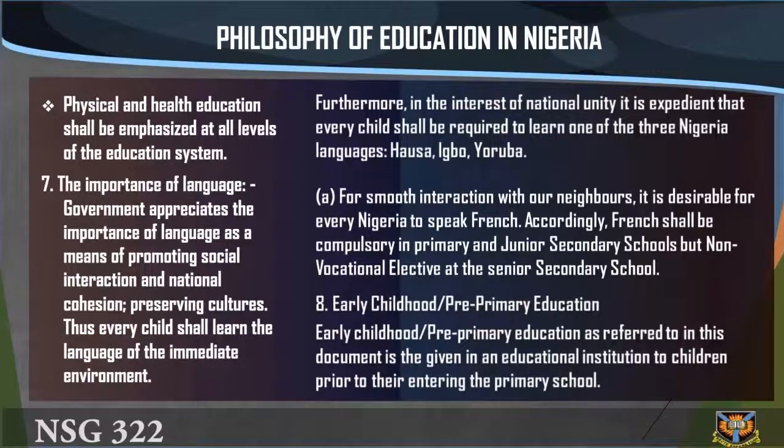The importance of language. Government appreciates the importance of language as means of promoting social interaction and national cohesion, preserving cultures. Thus, every child shall learn the language of the immediate environment. Furthermore, in the interest of national unity, it is expedient that every child shall be required to learn one of the 3 Nigerian languages, Hausa, Igbo, Yoruba.